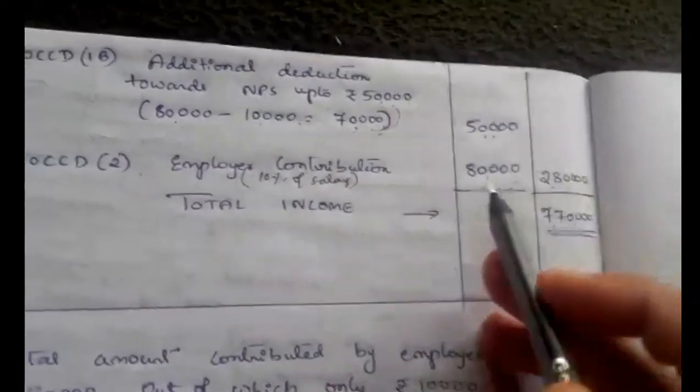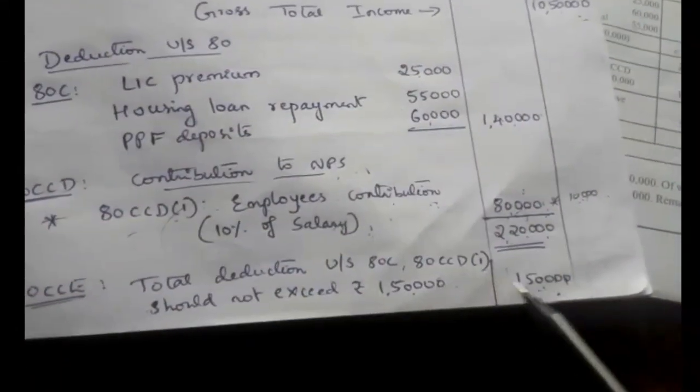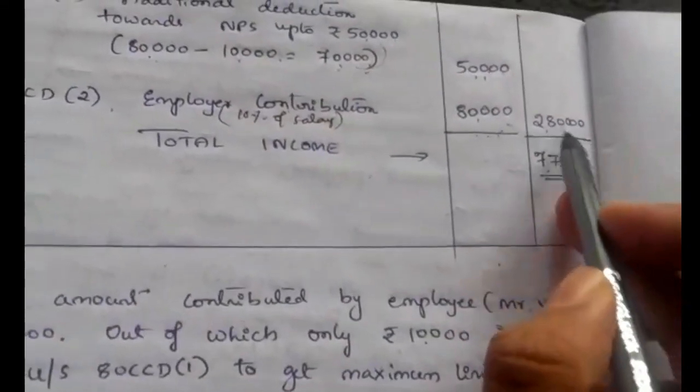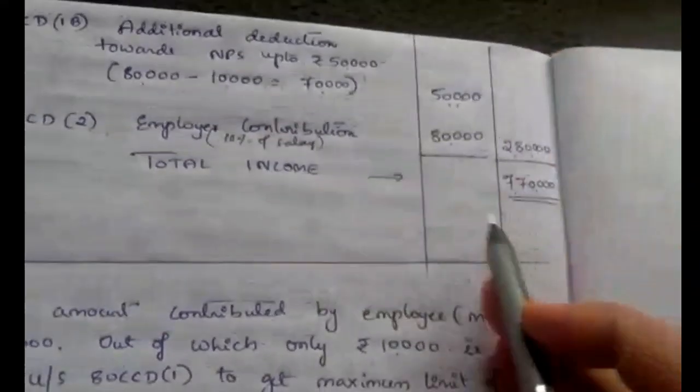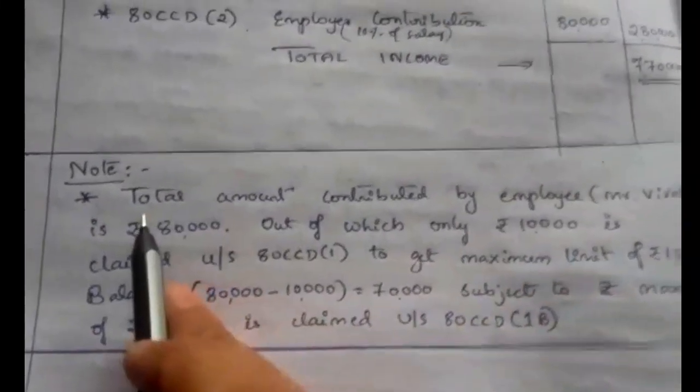So total deduction is 80CCD(2) 80,000, 80CCD(1B) 50,000, and 80CCE. This one we have to add. Excluding this 2,20,000, 1,50,000 we have to add. So the total we get is 2,80,000. This total is deducted from gross total income, and we get total income of 7,70,000. So now see the note.